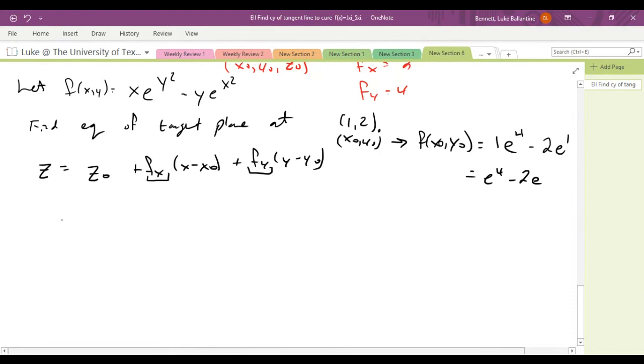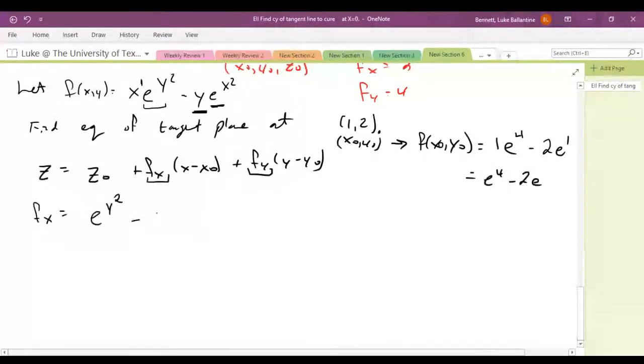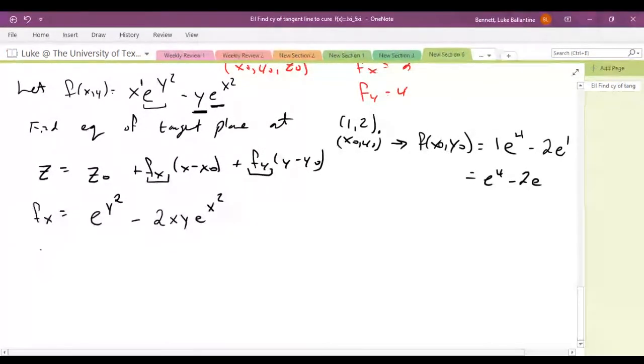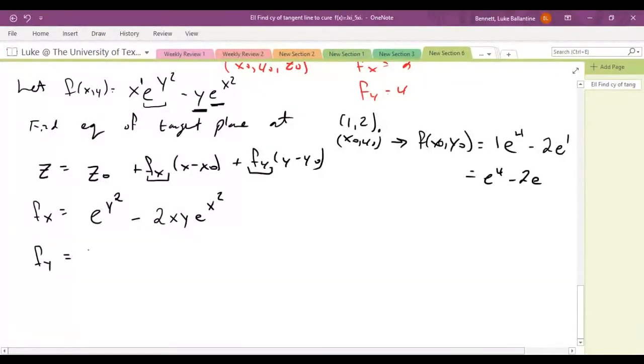Okay, so f sub x, well, this is x to the first, right? And this would be the constant term with respect to x. So we just have e to the y squared. This next one, this is a constant. This is my function. So I have minus, so this would be a 2xy e to the y squared. F sub y would be positive 2xy e to the y squared minus e to the x squared. Okay, and we're evaluating these at 1, 2.